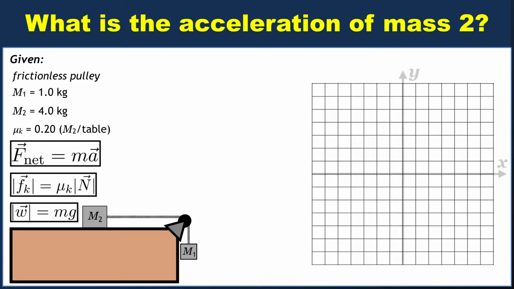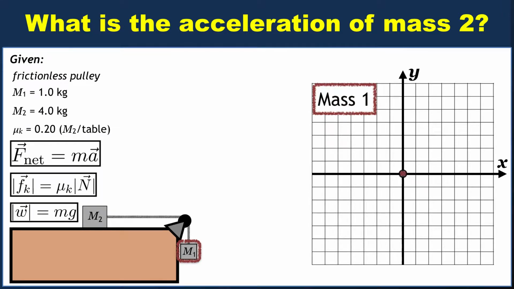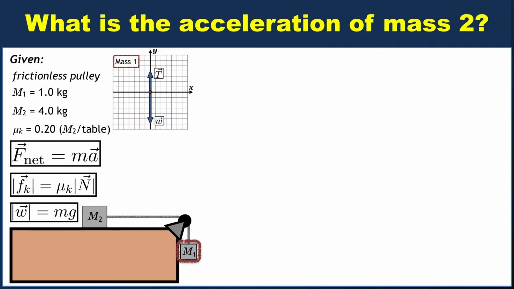Let's tackle mass 1 first. Mass 1 only has two relevant forces acting on it. One is weight pointing downward, so we draw our dot, draw an arrow downward for weight. The other is tension pointing upward. You can see that the weight vector is larger in magnitude than the tension vector. That has to be the case. We know that M1 is accelerating downward. Okay, that's our free body diagram for M1. Let's put that over here for later.